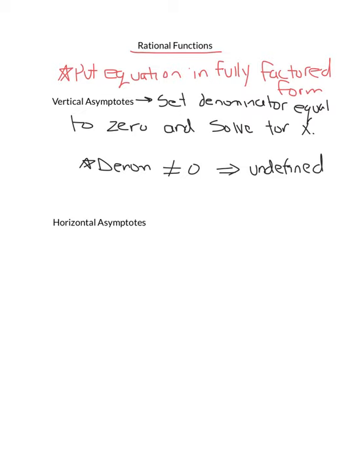So just a quick little reminder in red there, please make sure that your equation is in fully factored form. That's going to make this a whole lot easier. When we are finding our vertical asymptotes, you need to do the exact same thing that you've been doing. You're going to set your denominator equal to 0 and solve for x. And then another little reminder there, remember your denominator cannot equal 0 because that would imply an undefined function.